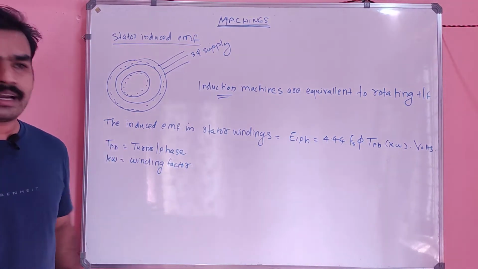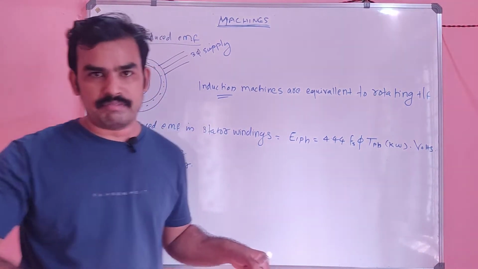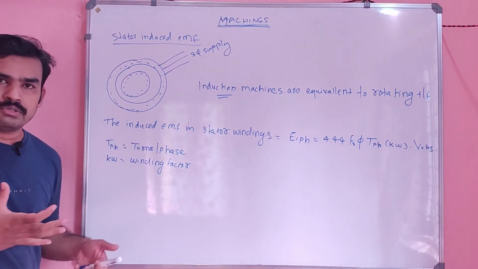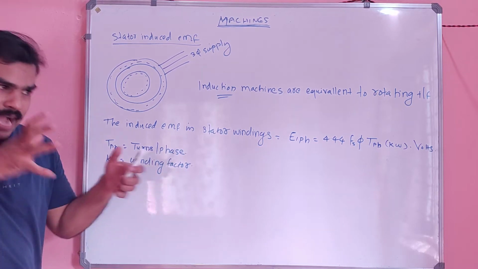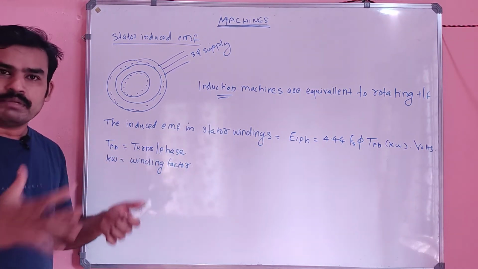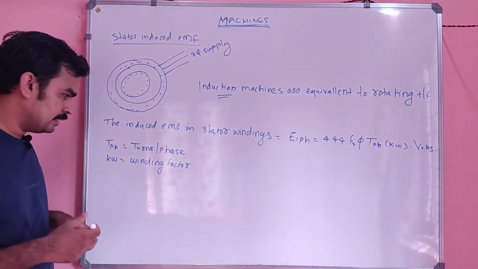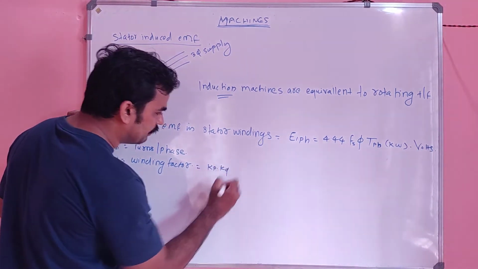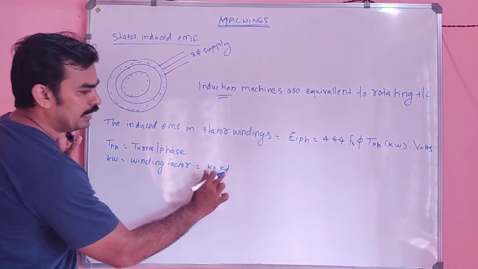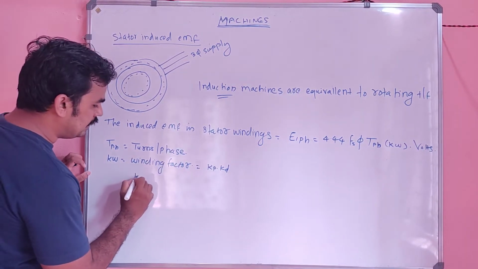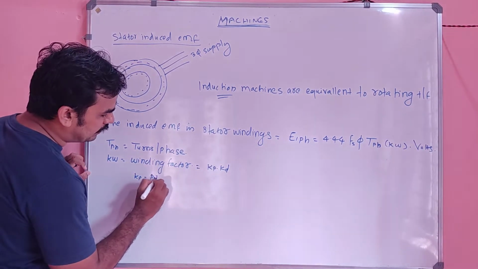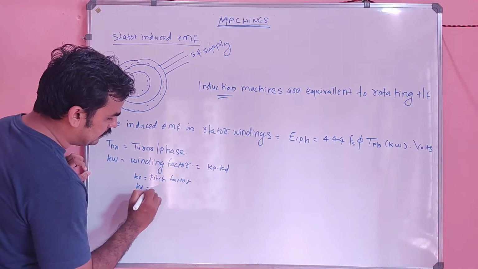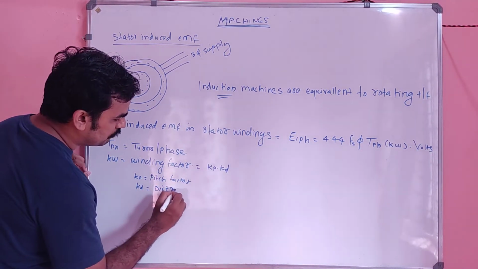All the machines are wound in some manner, right? So we have to consider a factor which is linked with the winding, that is called the winding factor. And the winding factor is nothing but, my dears, Kp into Kd, where Kp is the pitch factor and Kd is the distribution factor.